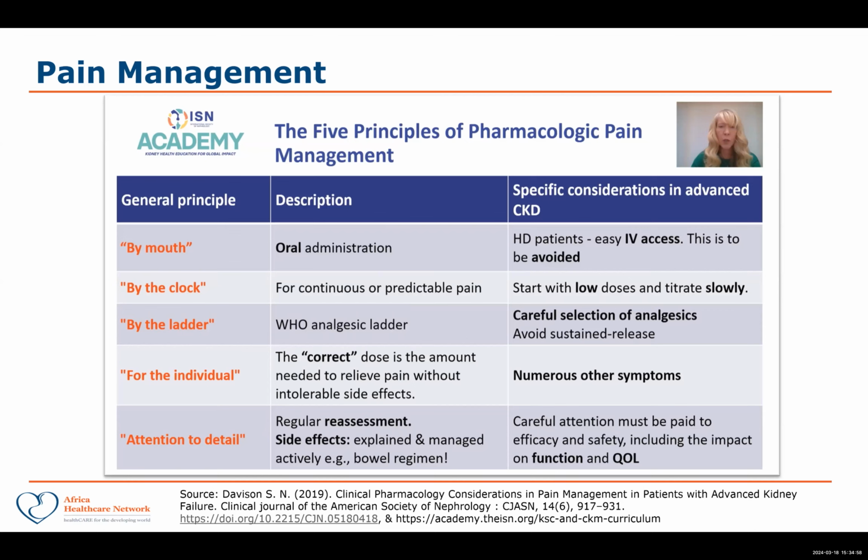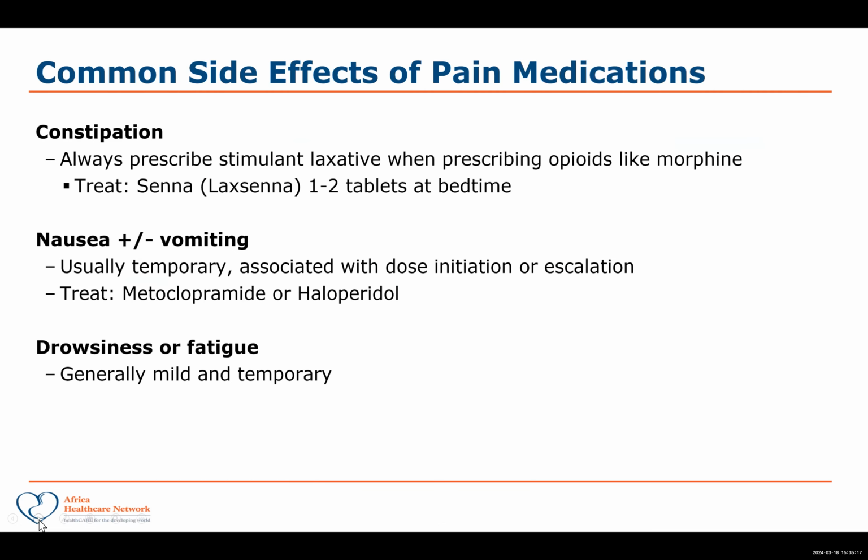Any patient that is on an opioid needs to be on a laxative. And this is really important because all opioids cause constipation. And it's very important that we support our patients in that. So we can support and treat common side effects of these medications by prescribing stimulant laxatives, such as Senna at bedtime. And then also potentially offering metoclopramide or haloperidol for nausea, which is often temporary.